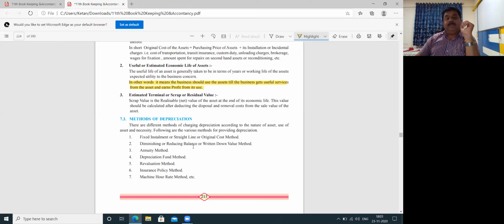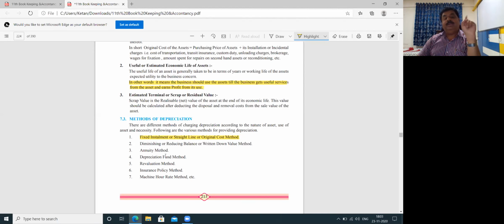Okay. Now methods of depreciation. There are methods of charging depreciation according to the nature of the asset, use of asset, and necessity. Following are various methods of charging depreciation. Fixed installment or straight line or original cost method. हे तुमच्यासाठी इम्पॉर्टंट आहे. याला काय काय म्हणतात ते बघा.